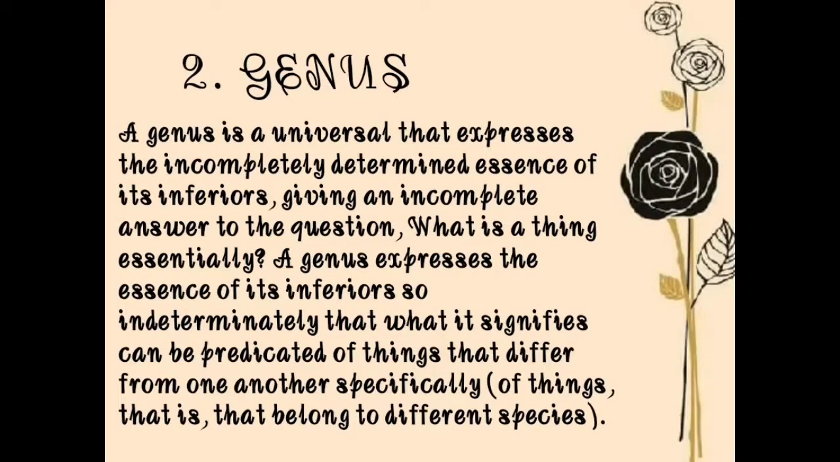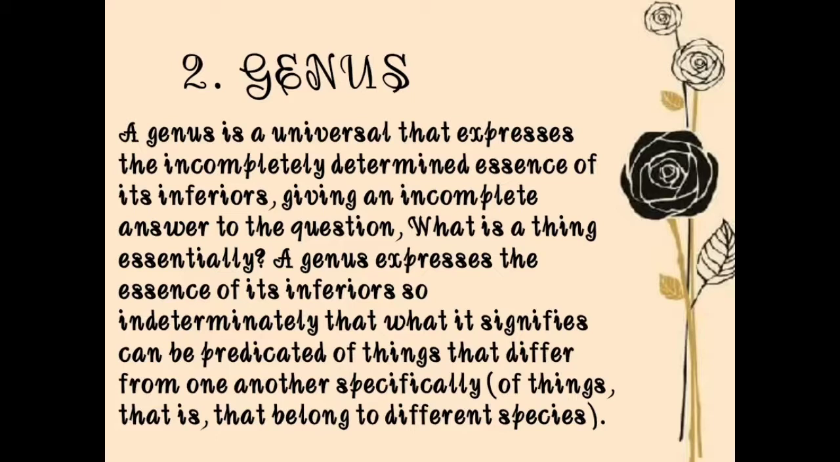Number 2, genus. A genus is a universal that expresses the incompletely determined essence of its inferiors, giving an incomplete answer to the question, what is a thing essentially? Ang isang genus ay nagpapahayag ng kakanyahan ng mga inferior nito nang walang katiyakan na kung ano ang ipinapahiwatig nito ay maaaring ipahiwatig ng mga bagay na naiiba sa isa't isang particular, ng mga bagay, iyon ay na nabibilang sa iba't ibang mga species.